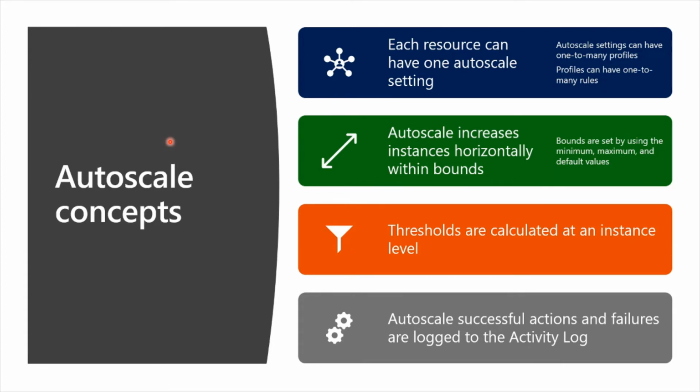All autoscale failures are logged into the activity log. You can then configure an activity log alert so that you can be notified via email, SMS, or webhooks whenever there is an autoscale failure. Similarly, all successful scale actions are posted to the activity log. You can then configure an activity log alert so that you can be notified by email, SMS, or webhooks whenever there is a successful autoscale action.